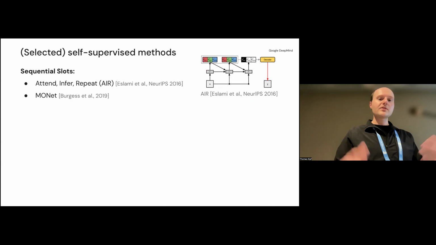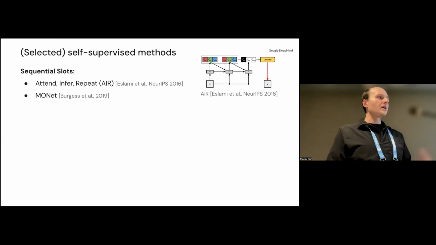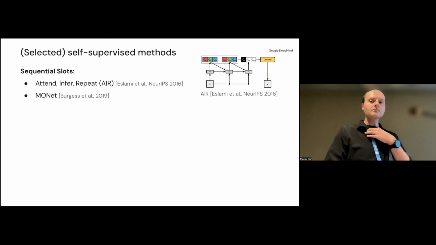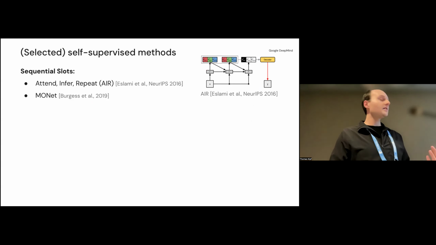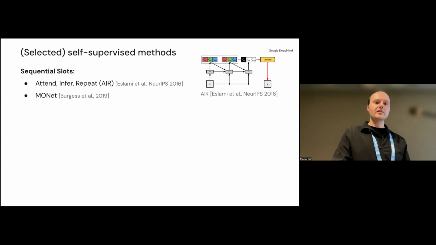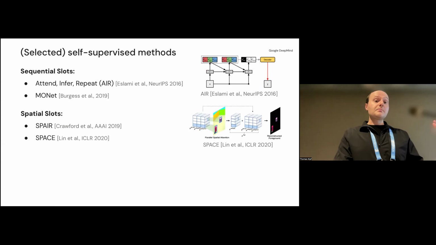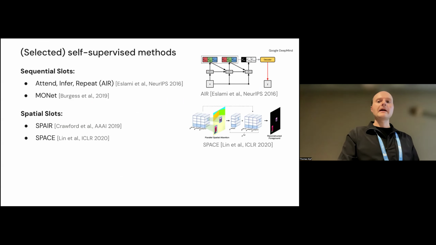Because everyone is typically familiar with the supervised literature in this space, I want to talk a bit about self-supervised methods, in this sub-community of object-centric learning. This started around 2016 with methods such as Attend, Infer, Repeat, or MONet, that sequentially populate the slots in a fully unsupervised way. And spatial slot methods like SPAIR and SPACE are a bit like an unsupervised equivalent of RCNN. Unsupervised in the sense that they really are generative in nature.